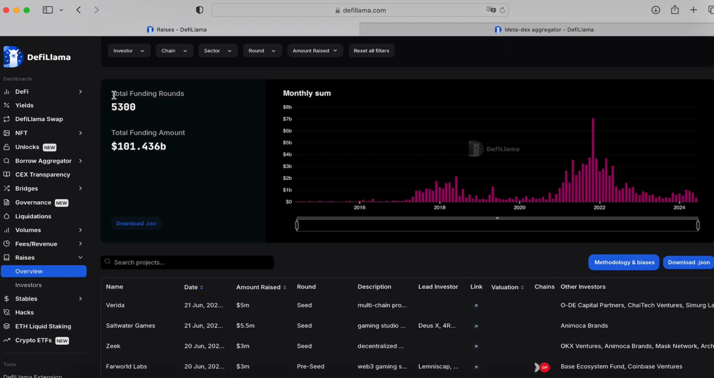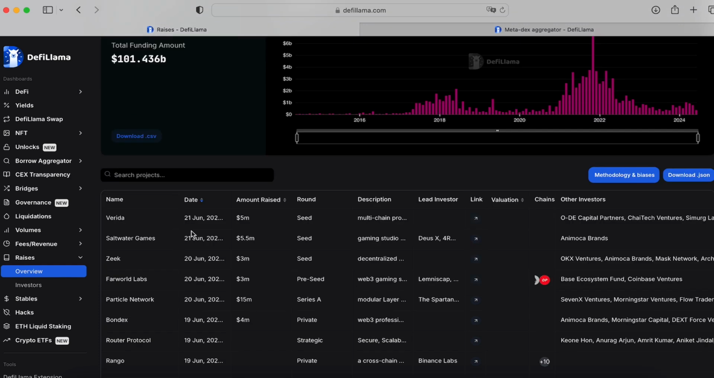And here the total was 5,300 funding rounds with a total funding amount. So imagine, over this same period, on the funding rounds, the funds, big investors, invested more than 101 billion into this. And take a look, basically exactly around the bottom, we saw funds invest the biggest amount of money into the projects.